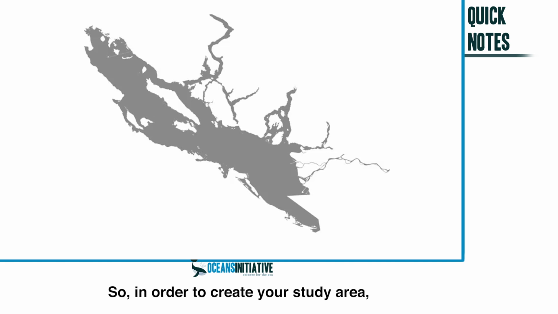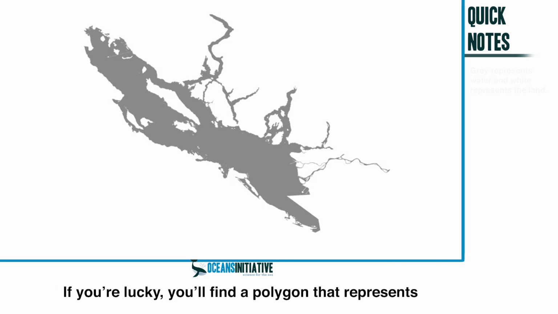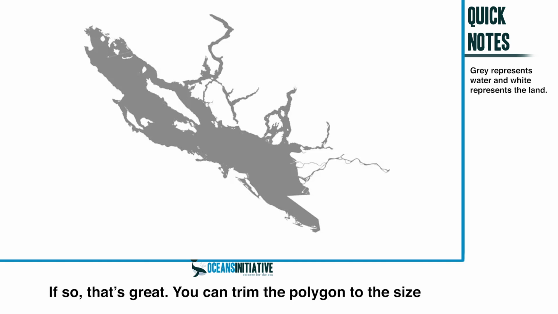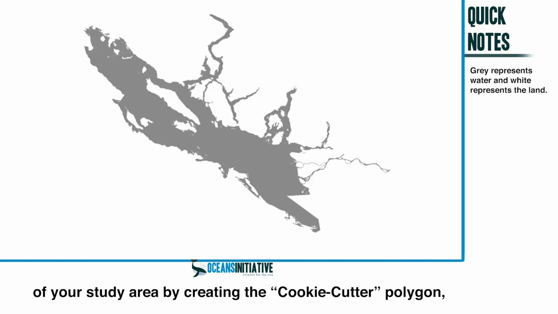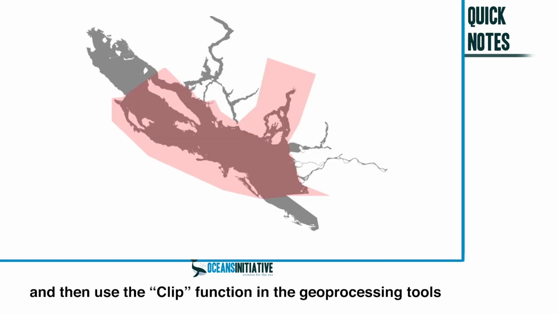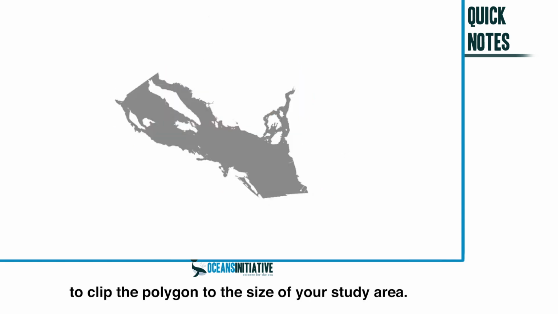So in order to create your study area, you'll need a polygon layer that represents the water. If you're lucky, you'll find a polygon that represents the chunk of ocean that is your study area. If so, that's great. You can trim the polygon to the size of your study area by creating a cookie cutter polygon and then use the clip function in the geoprocessing tools of most GIS software to clip the polygon to the size of your study area. That process is easier, and everything we'll do here will translate easily to that situation.